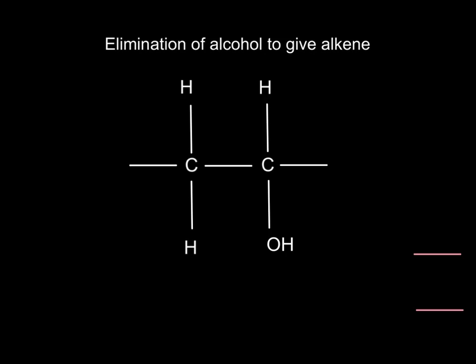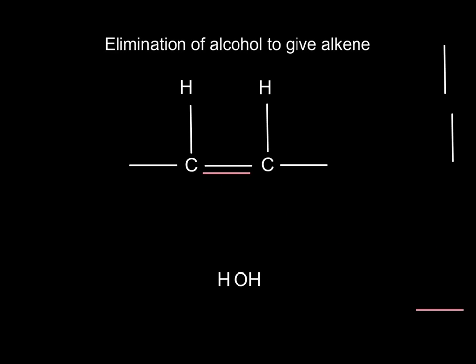The third type of organic reaction is elimination, a reverse of addition. During addition, an unsaturated C=C bond becomes saturated. In elimination, a C-C single bond becomes an unsaturated C=C double bond. Example, elimination of alcohol to give alkene. The C-H bond and C-O bond broke, a new C=C double bond formed, and H and OH are eliminated as water.